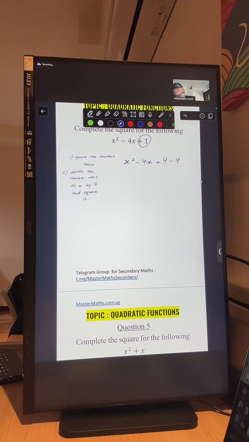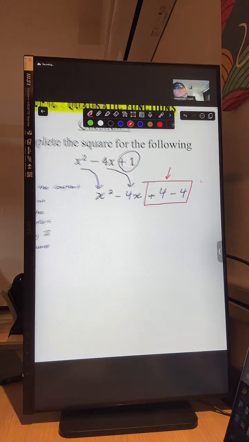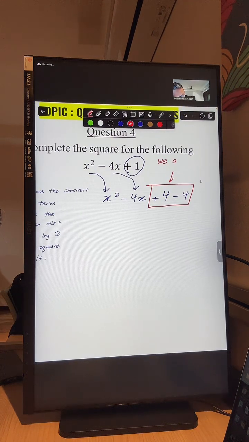Okay, so this is us trying to solve this question here. Let me draw some arrows so you all can see what I'm doing. This x squared here is from this x squared here. This negative 4x is from this negative 4x here. Another arrow to point you all to where we're getting the negative 4x from. This portion here, let me box it up for you: plus 4 minus 4. We have to add this in.